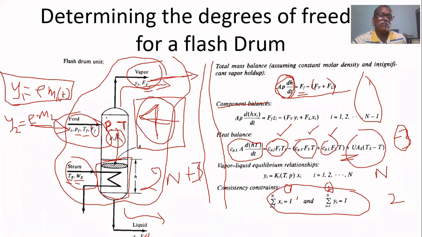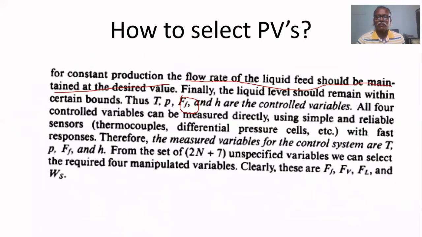So what are the variables that we are going to control? The feed flow rate, pressure, temperature, and level are the four variables to be controlled. Now, this is the challenging task because it depends upon safety, quality, quantity of production, quality of production, safety of operation. Based on that, we have selected these four variables: temperature, pressure, feed flow rate, and level have to be controlled.